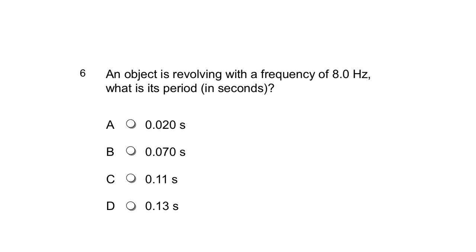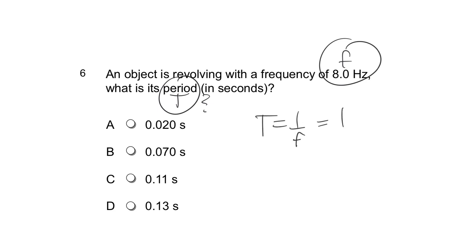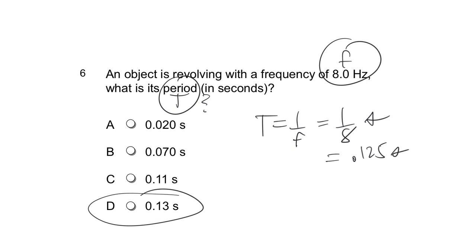Super easy. Frequency, period. So T equals 1 over f equals 1 over 8, whatever that is. Seconds, 1/8 of a second, looks like that's 0.125 seconds. So I'm going to round up. The 5 makes the 2 go up.